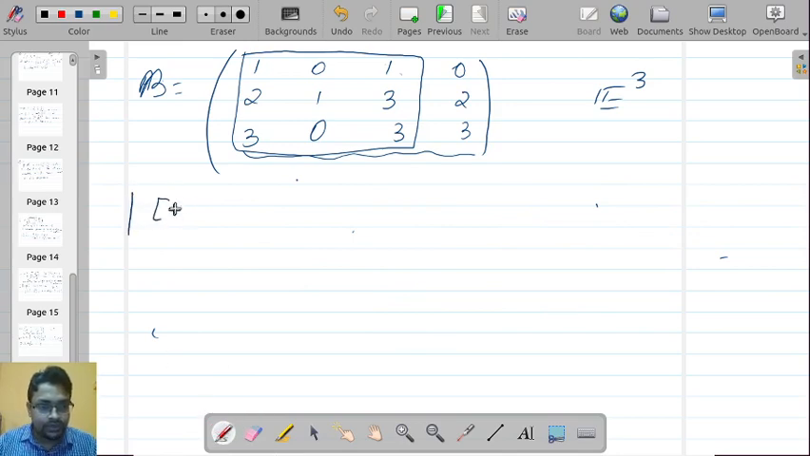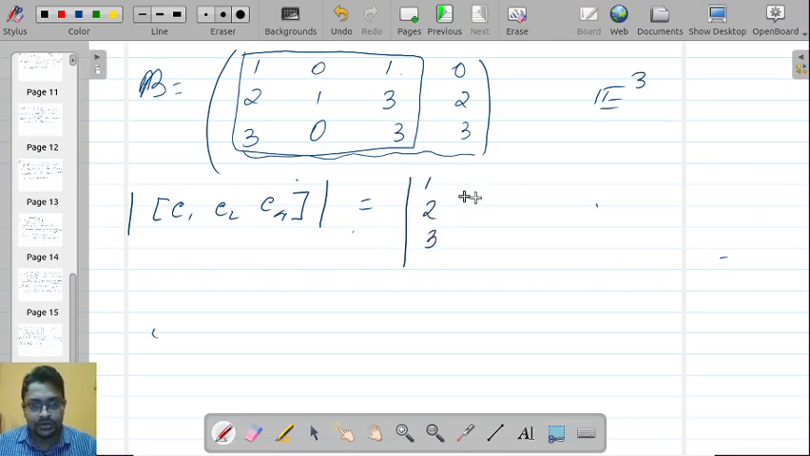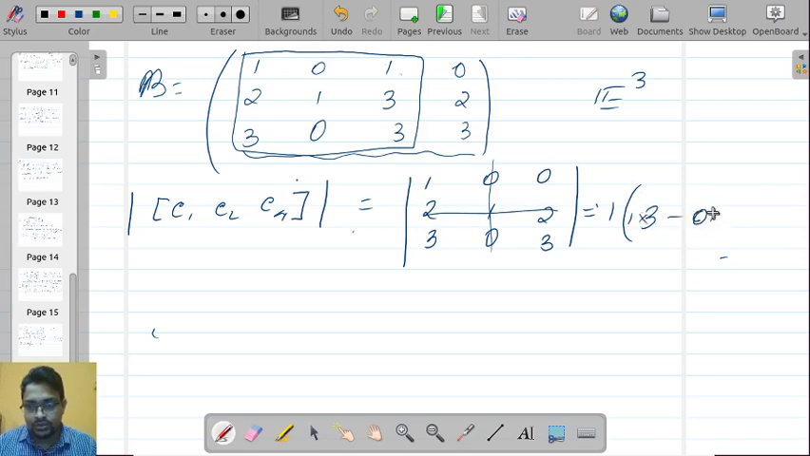So the determinant of the submatrix formed with C1, C2, C4. For a determinant, we always need a square matrix. So we take this square matrix 0, 1, 0 and then 0, 2, 3. Again, you expand by the second column. So it's 1 into 3 minus 1 into 3 minus 0 into 3, these things will get cancelled. So this is equal to 3, which is non-zero.